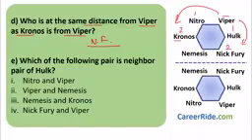Now next, which of the following pair is neighbor pair of Hulk? Where is Hulk? Hulk is over here. Who are neighbors of Hulk? Nick Fury, Viper. Nitro, Viper, no. Viper, Nemesis, no. Nemesis, Kronos, no. Nick Fury, Viper. See how easy it was?